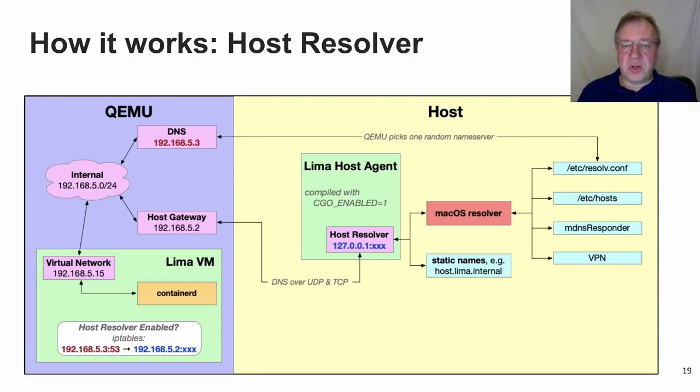The host resolver also allows us to define additional static names and aliases. For example, we define host.lima.external as an alias for the host gateway address. So this can always be used to access the host from inside containers. Any changes in the networking setup of the host is automatically reflected by the host resolver. So if you connect to an additional VPN network, that automatically becomes available inside the Lima VM without having to restart it.